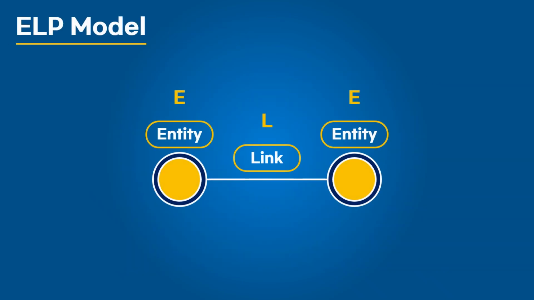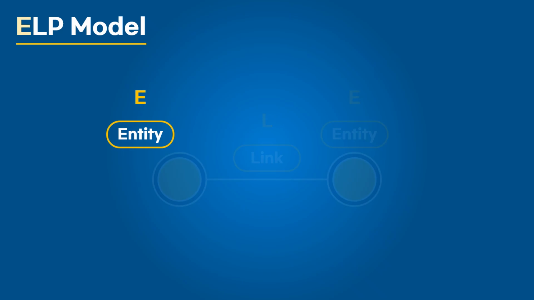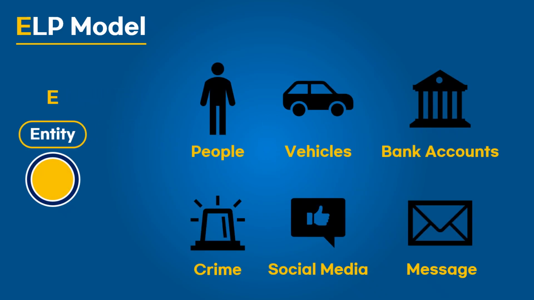Now let's take a look at the E, L, and P of the ELP model. Starting with entities: they are like nouns and are used to represent real-world objects, things, or events. Example entities include people, vehicles, bank accounts, or events such as crimes, a social media posting, or an SMS message.